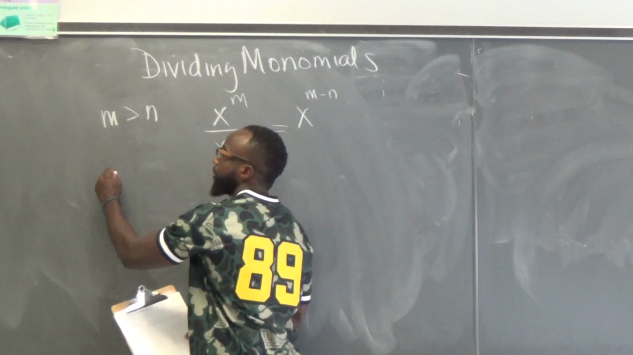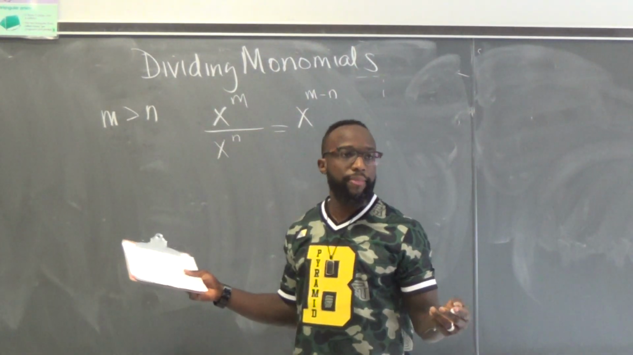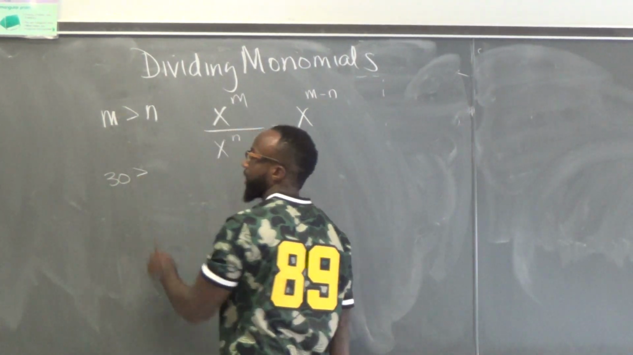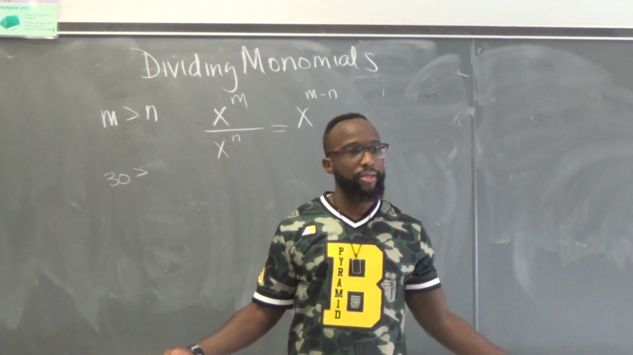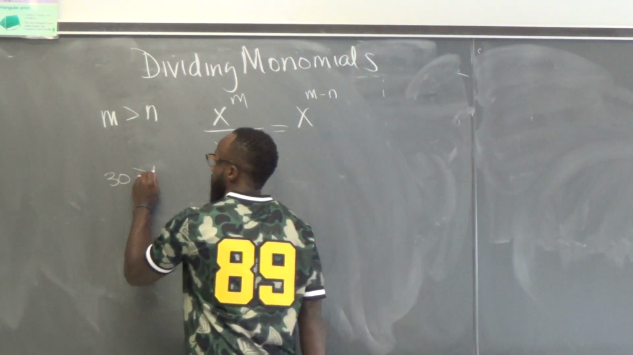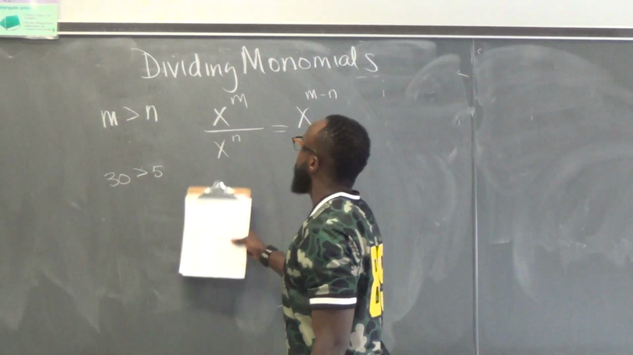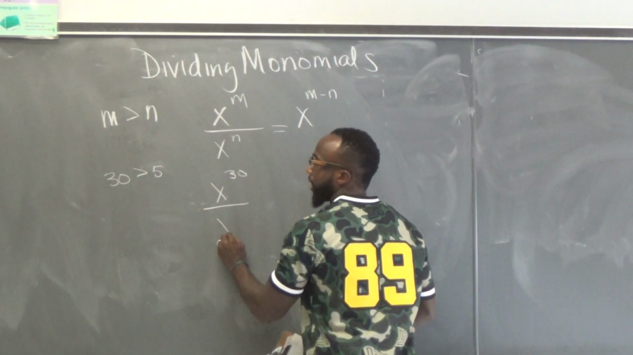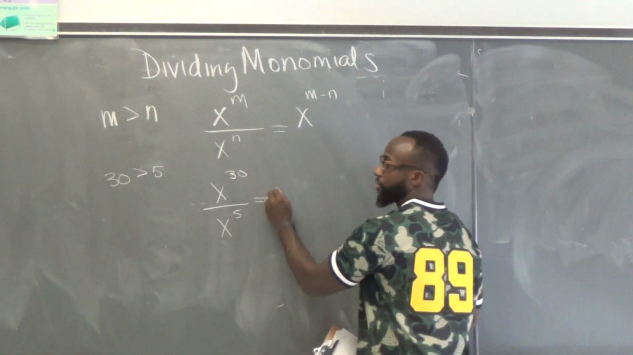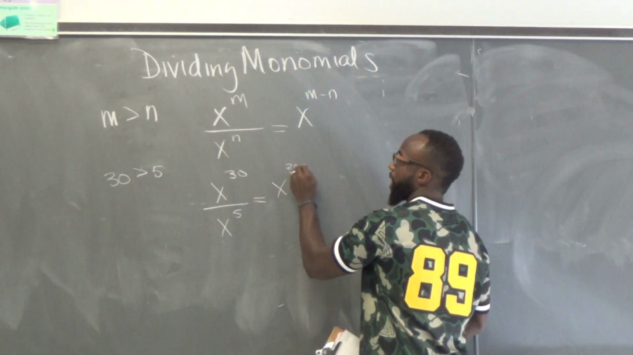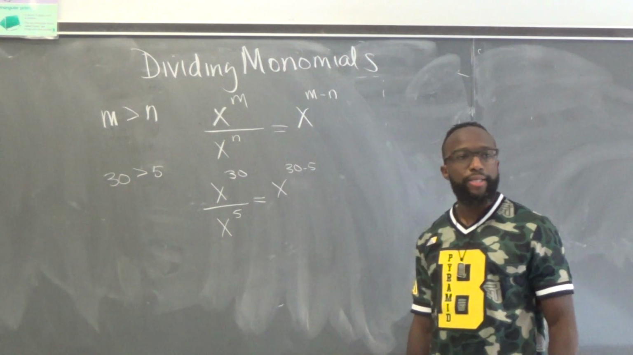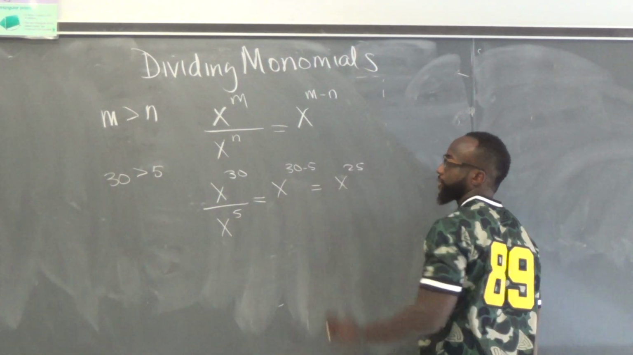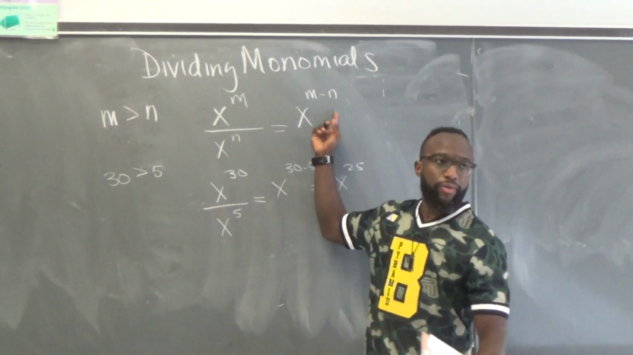And this is what I'm saying. If m is greater than n, give me a number that's m. 30. Good job, Richard. 30 is greater than n. Give me any number less than 30. Alright, let's go with 5. X to the 30 power over x to the 5th power equals x to the 30 minus 5. X to the 30 minus 5 is what? 25. So your answer would be x to the 25th power.